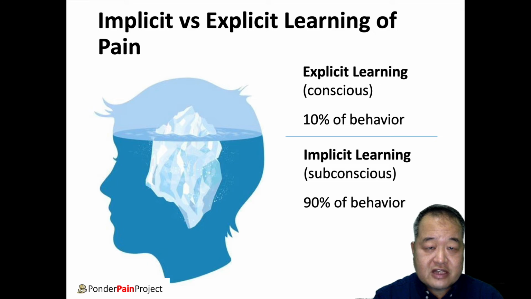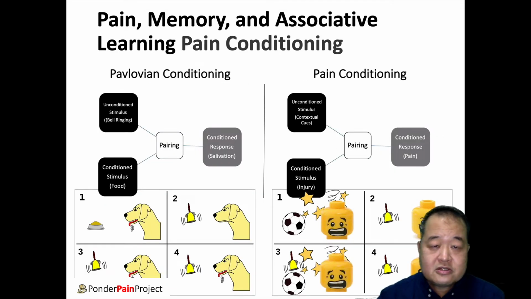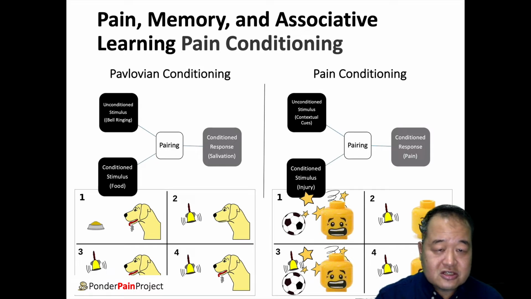So if we start to look at implicit versus explicit learning of pain, we realize that most research is showing that only 10% of our learning of pain revolves around explicit memory factors. 90% or so of the learning that we do about pain occurs at a subconscious level. So if we start to ask how do we learn about these pains, we're realizing that it's probably an associative learning process that occurs when we start to condition our brain and we start to develop these learned memories.